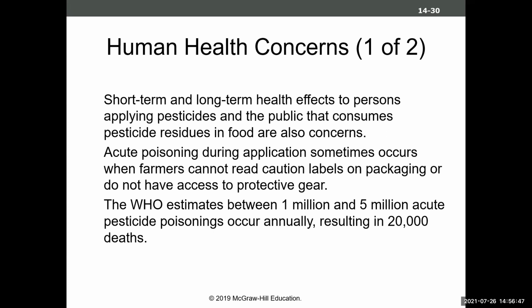Acute poisoning for the people that apply these pesticides can occur, especially if the farmers or the people applying it don't wear the appropriate gear. And the World Health Organization estimates that between 1 million and 5 million acute pesticide poisonings occur annually, resulting in 20,000 deaths. So, if the appropriate measures were taken, those are deaths that most likely could have been prevented. Now, I don't want to say all of them because they are all unique situations. Some accident could have occurred, or something bad could have happened, right? But most of the time, knowledge is a way to prevent these type of deaths from happening.